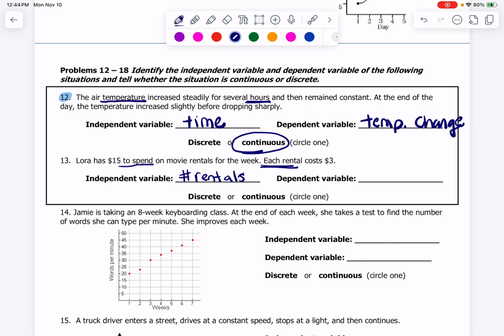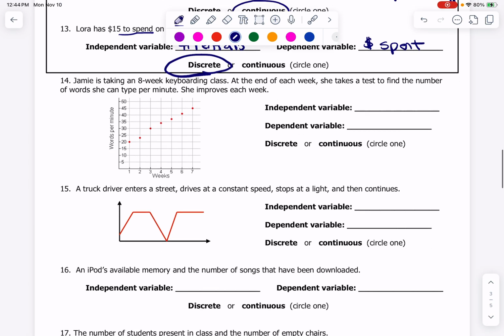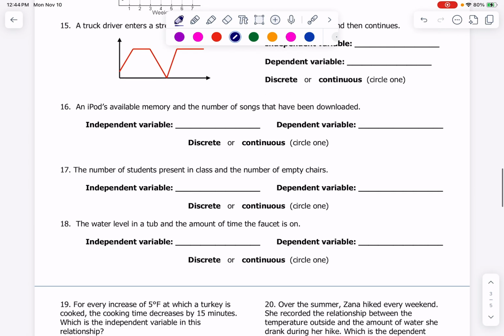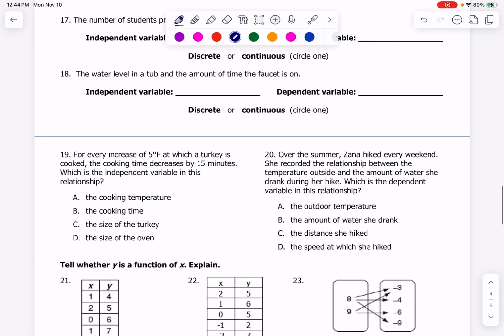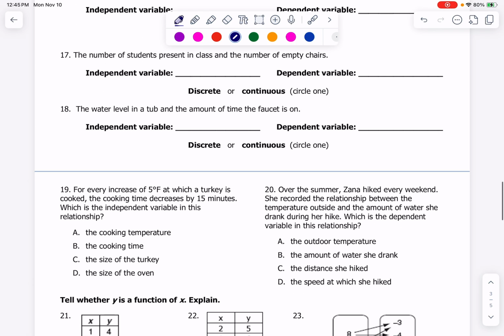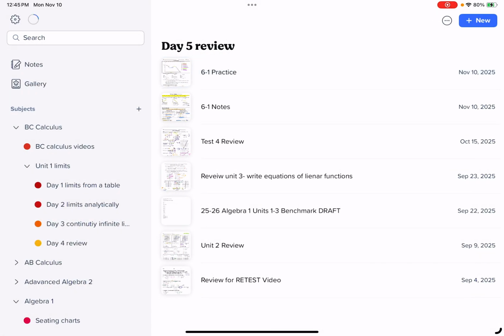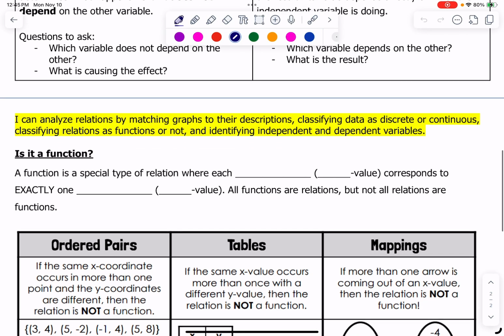I get to decide how many movies I rent, and the dependent variable is the money spent, right? How much money I spend depends on how many rentals I make. Well, I can't have half a rental. So if I can't have half a rental, that's going to be discrete data. Okay, so then there's a couple of examples for y'all to do right here. There's a couple of multiple choice, independent and dependent problems. You guys can pause the video and work on those.